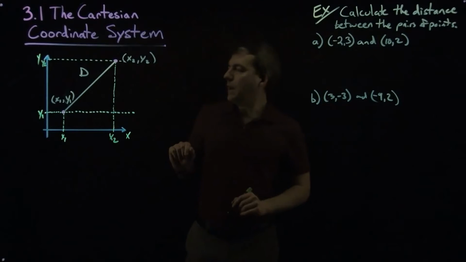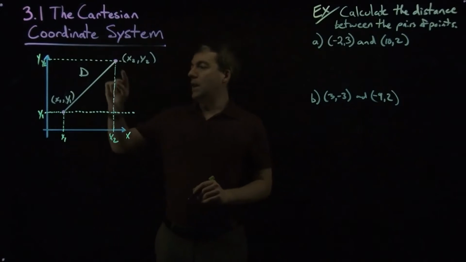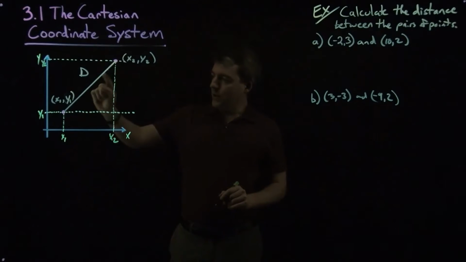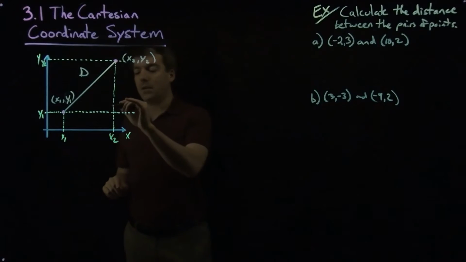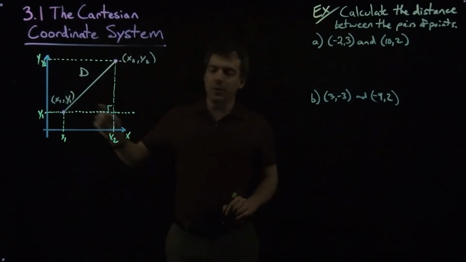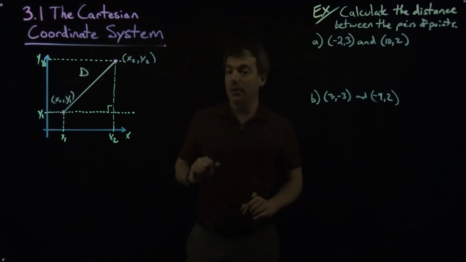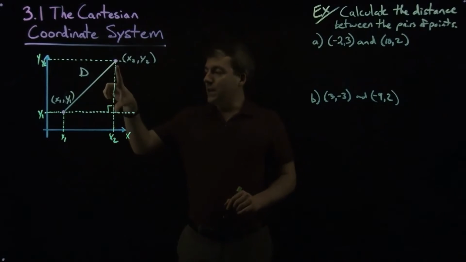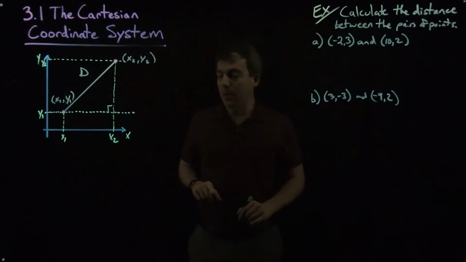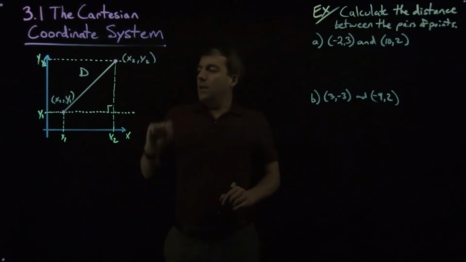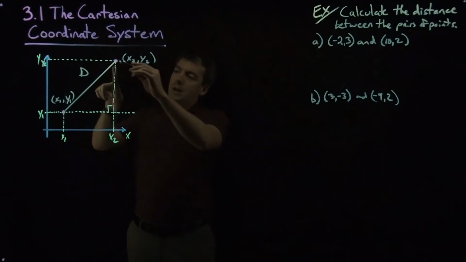Okay. Now, we might see the shape right here. You might notice that this is a triangle. Better than that, it is a right triangle. And the distance that we're trying to find happens to be the hypotenuse of this right triangle. And so if we could figure out the sides, we could use the Pythagorean theorem to then find the distance d.